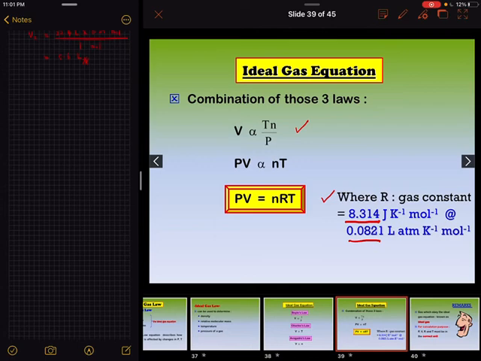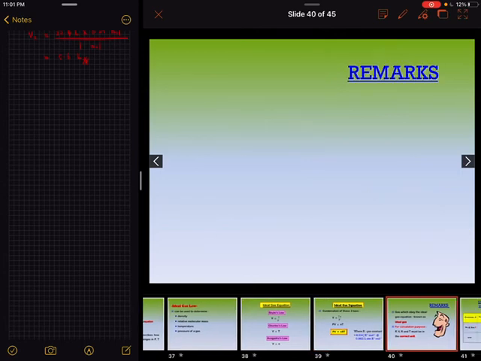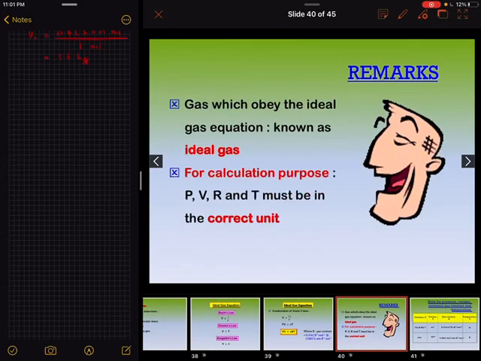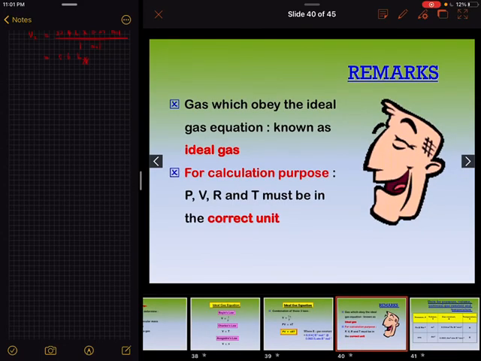Okay, so gas constant, since we have 2 gas constants value, so mana yang paling sesuai kita nak pakai untuk gas law? The answer is of course yang bawah lah. Okay, kenapa? Sebab kita ada terms pressure dekat sini. Okay, so 0.0821 liter ATM per Kelvin per mole. Okay, so the temperature must be in Kelvin. Okay, so gas that obey the ideal gas equation is known as ideal gas.